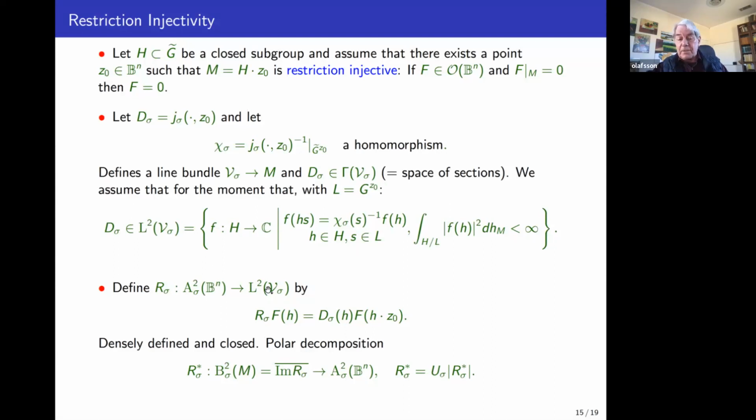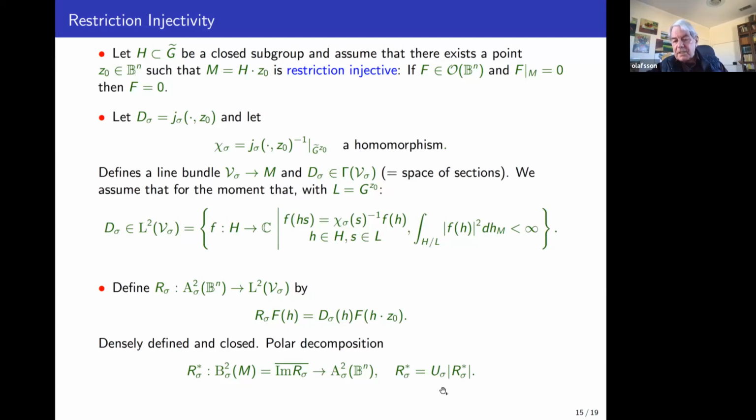Usually this is not all of L2, because we are looking at holomorphic polynomials, not all of them, so this is usually much smaller than L2. Then we have a densely defined operator here, and we can take the polar decomposition. This gives a unitary isomorphism between the image and the Bergman space; or if you want, U star is a unitary isomorphism from A2 to the image. So that allows us to do just abelian harmonic analysis to calculate things.